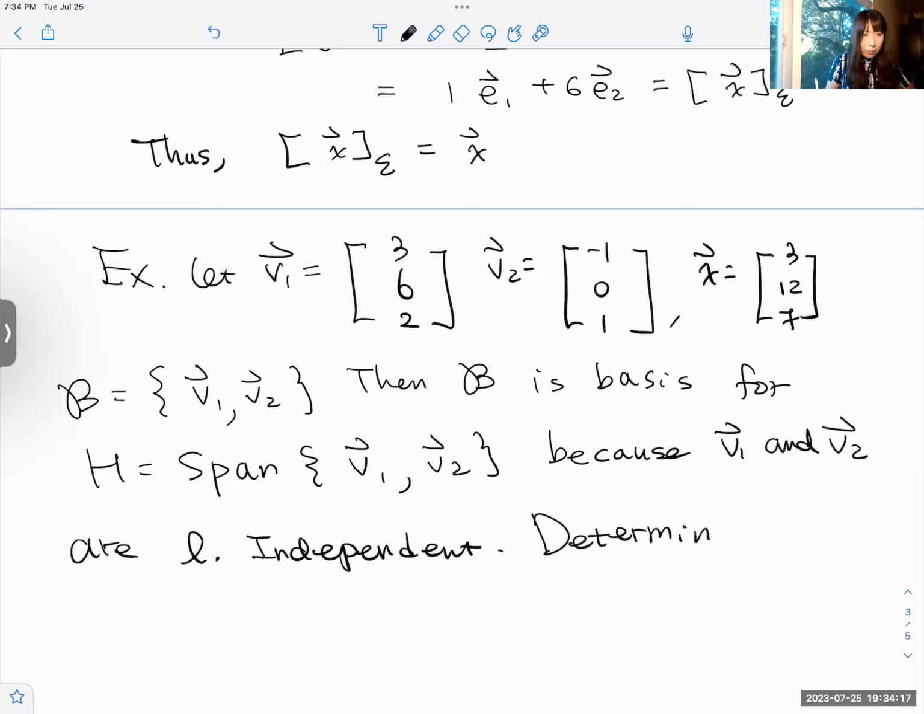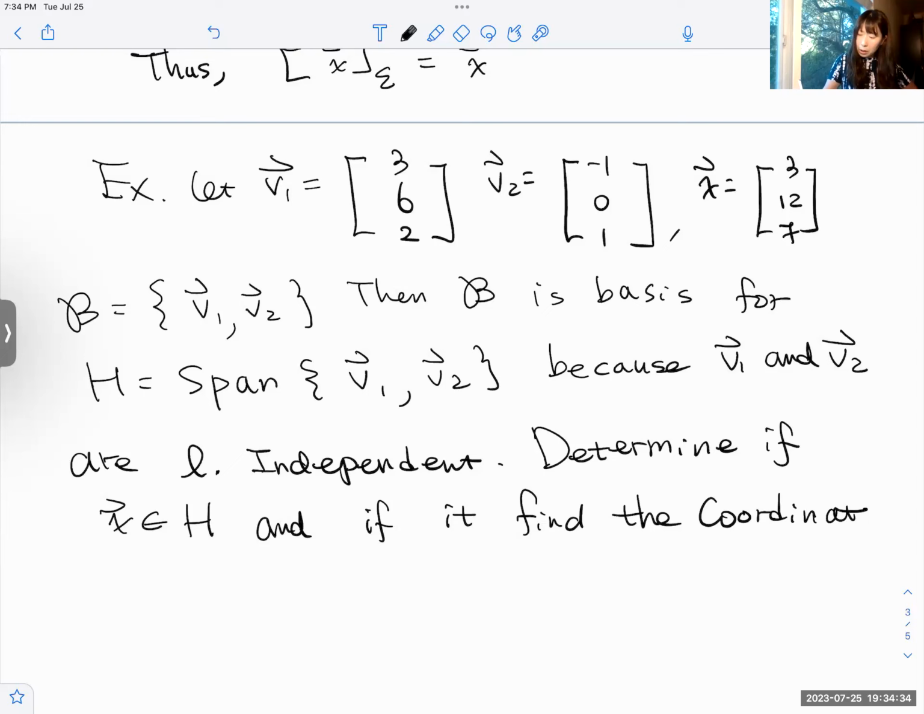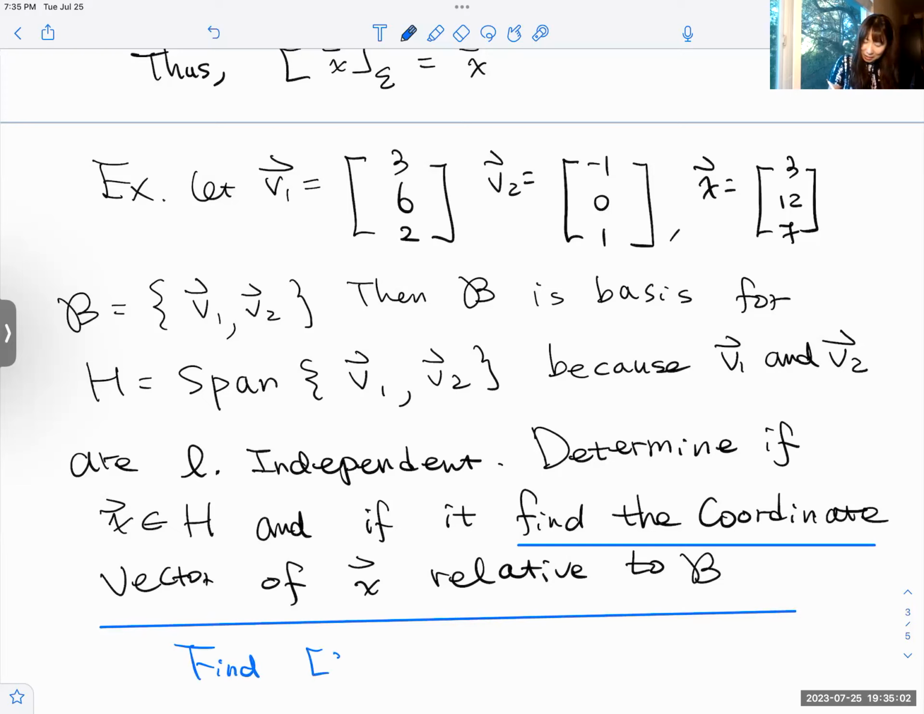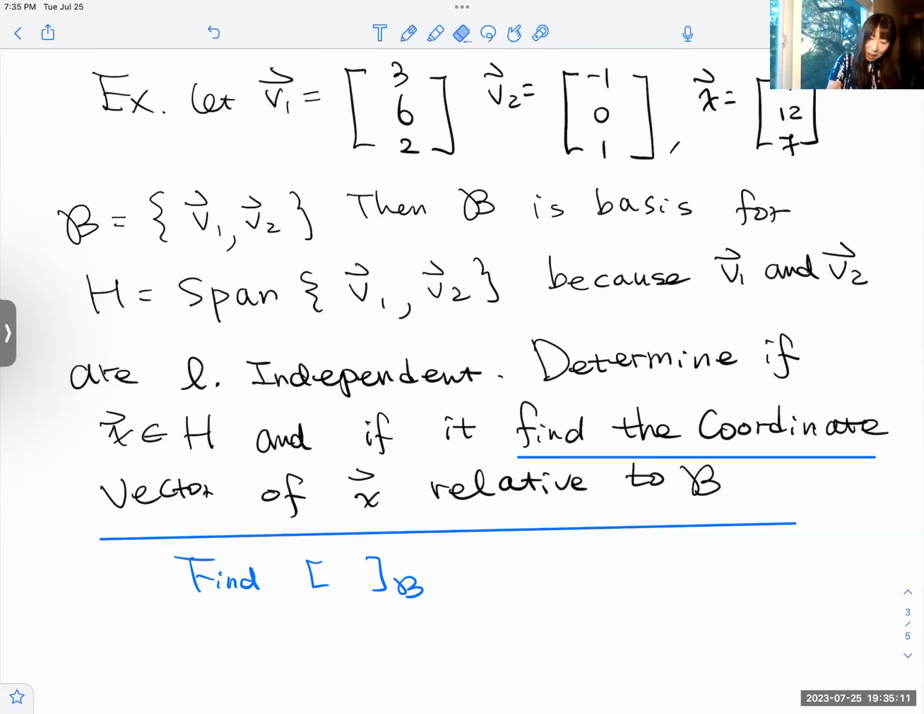Determine if the vector x is in H, and if it is, find the coordinate vector of x relative to basis B. So they express it in English like that. Okay.